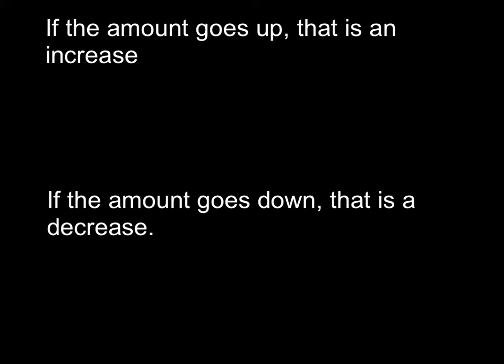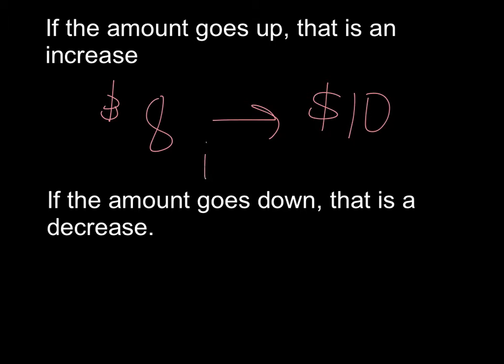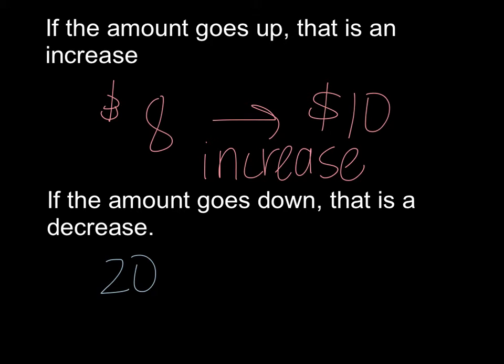So if the amount goes up from the first to the second amount, that is a percent increase. Like if you're talking about having $8 going up to $10, that's obviously an increase. If the amount is going down, that would be a decrease. So if we're talking about 20 students and now we are down to 11 students, that amount is decreasing. So that would be a percent decrease.